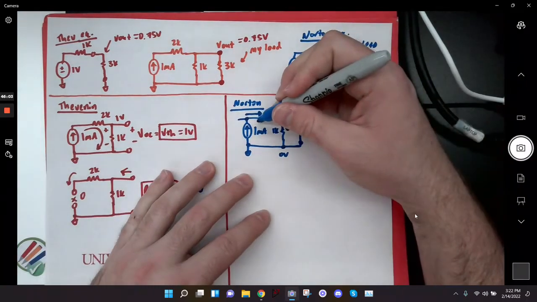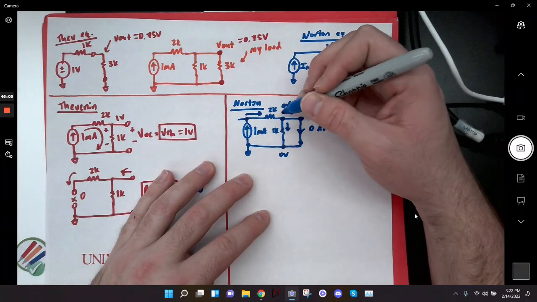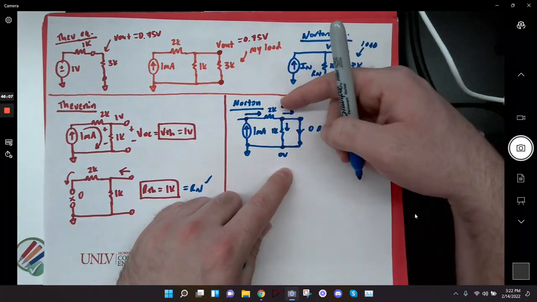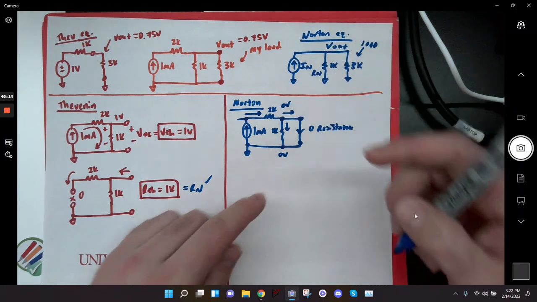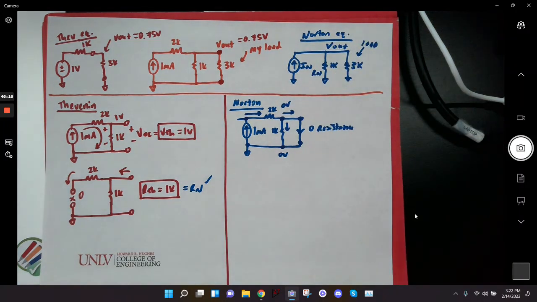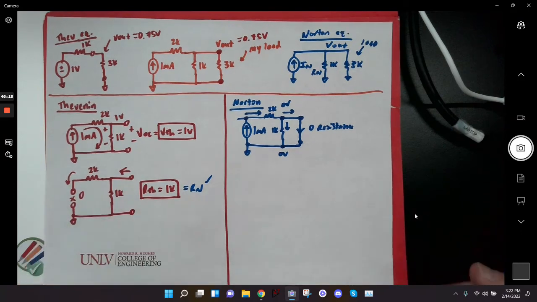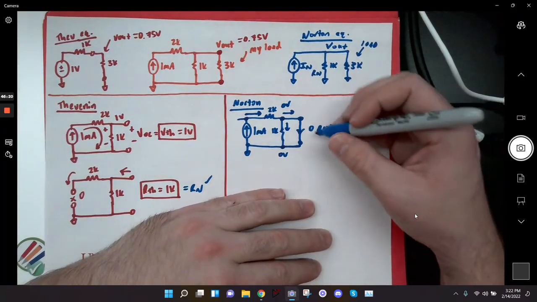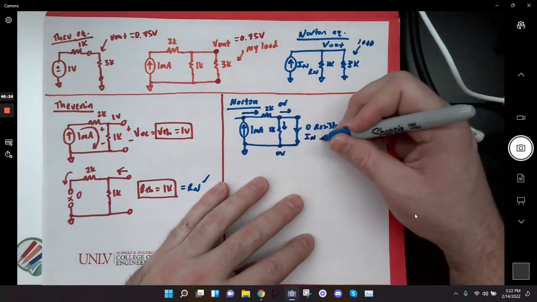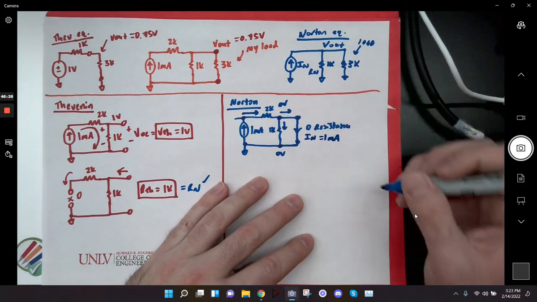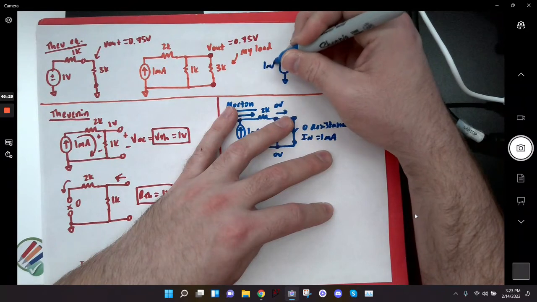But I know that my 1 milliamp is flowing through that 2K, but it will not flow through this 1K because both sides of the 1K are the same voltage. Is that clear? My I equals V over R, my V is 0, so my I is 0. So basically the current through here was whatever my I Norton is, and that's going to be 1 milliamp. The whole 1 milliamp is going to flow through there. So that means this is 1 milliamp.